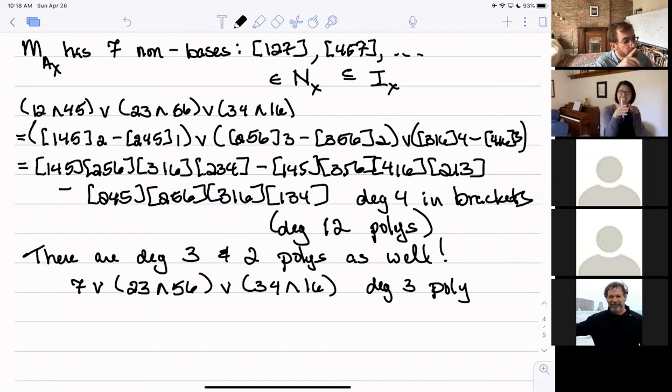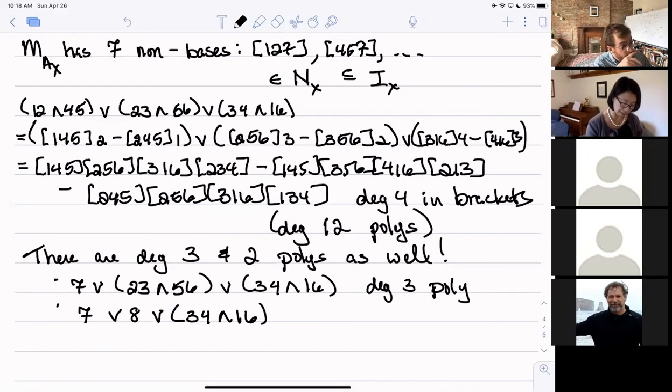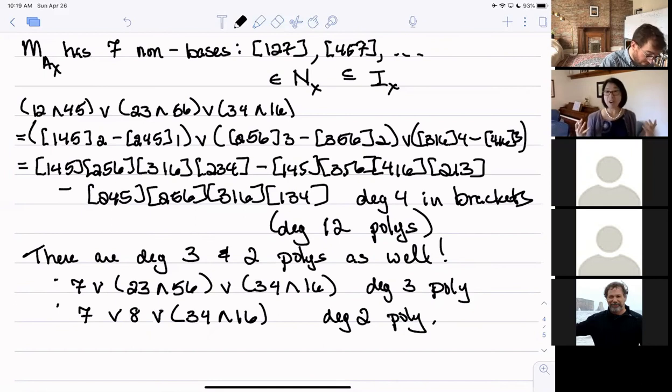And I could do that with any of the 3 points. I could replace the middle meet by an 8 or the last meet by a 9, or I could do it 2 at a time, right? So if I did 7 and 8 and met that with 3, 4 meet 1, 6, that is a degree 2 polynomial. Whoa! And so what we do in the paper is we show that these polynomials are not in the ideal NX and that they're independent, okay?